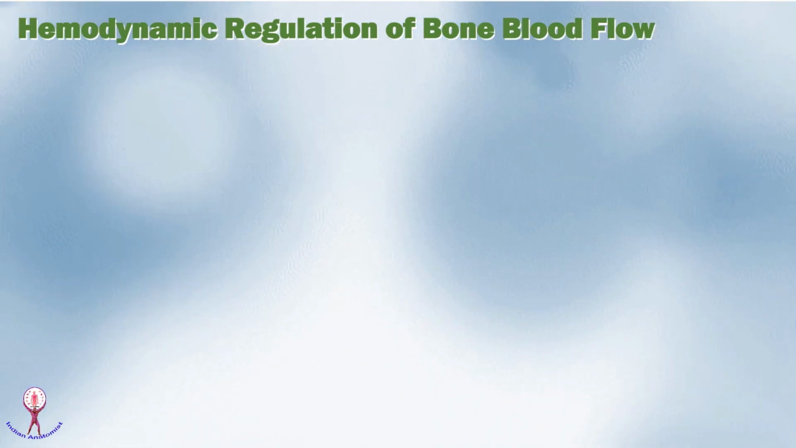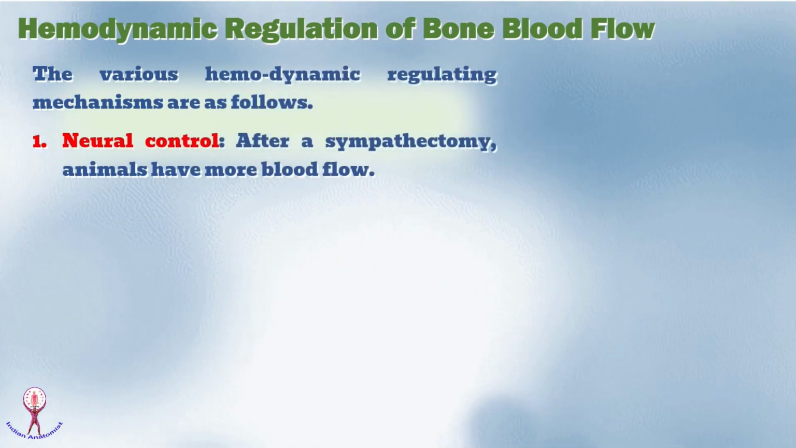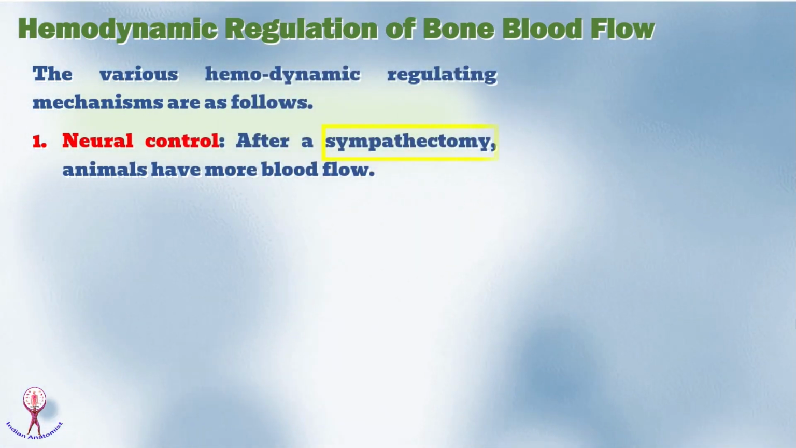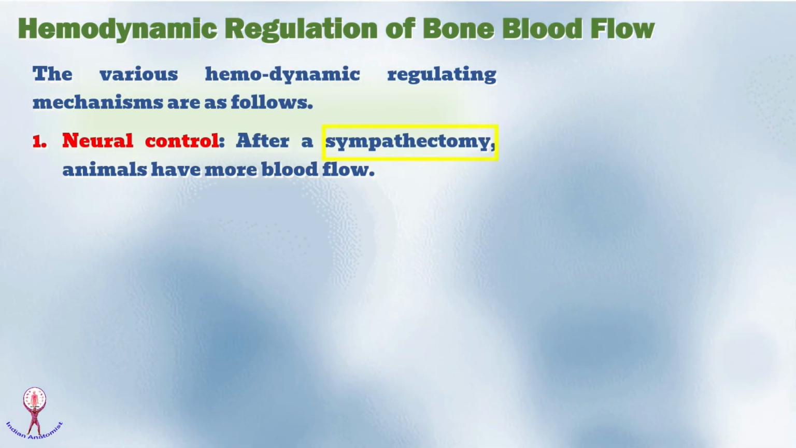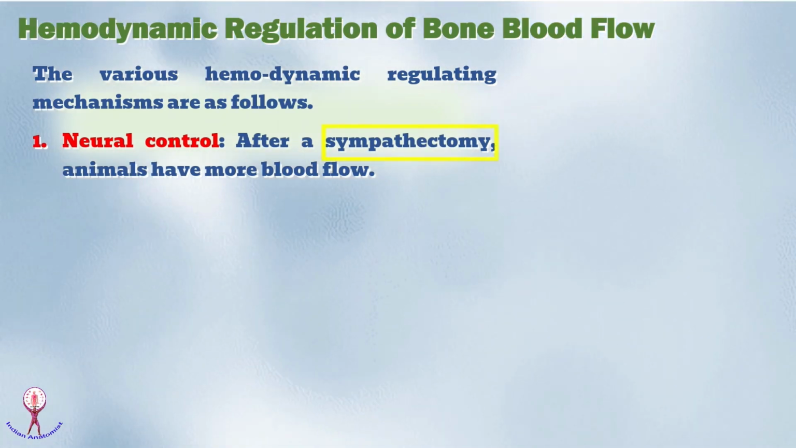At last, what are the factors responsible for blood flow in long bones? These factors are also called hemodynamic regulating mechanisms. They are as follows. Number 1, neural control. After sympathectomy, animals have more blood flow. So sympathetic innervation is essential for blood circulation.